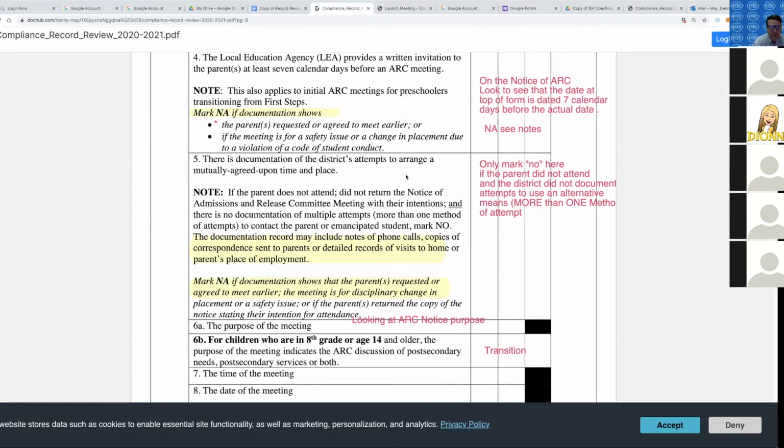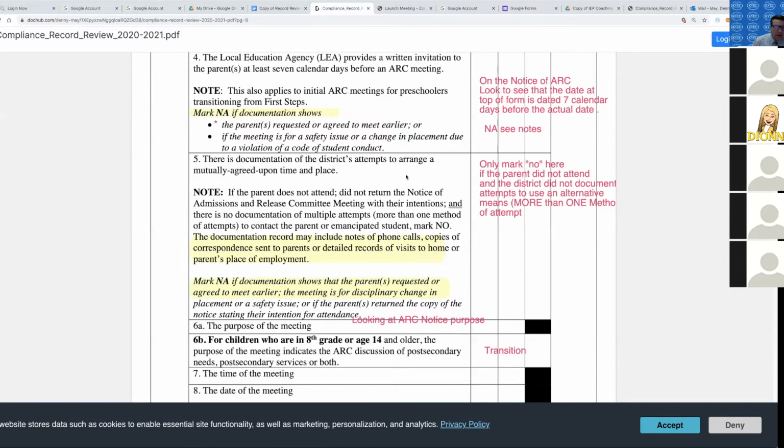She made mention of the fact that when we review files, lots of times we will see that there's only one notice, and you go ahead and have the annual review, and the parent didn't show. The parent's not part of the process. If that's the case, then that's a non-compliance, because the record says you're supposed to do three notices, and you're supposed to document any contacts that you have through phone call, copies of correspondence you sent to the parent, or any detailed record of visits to the home, parent's place of employment.